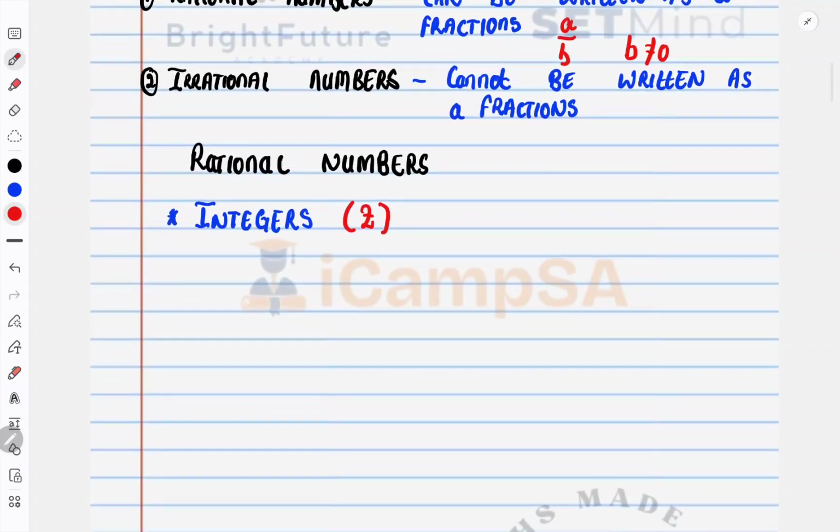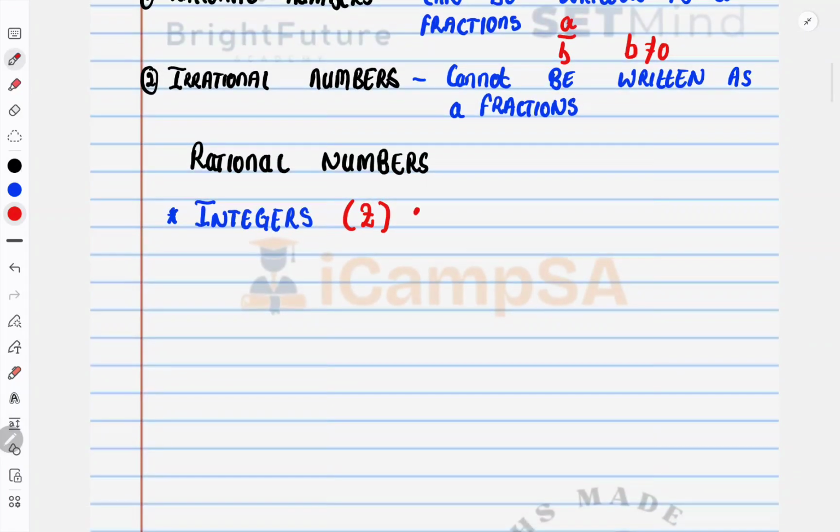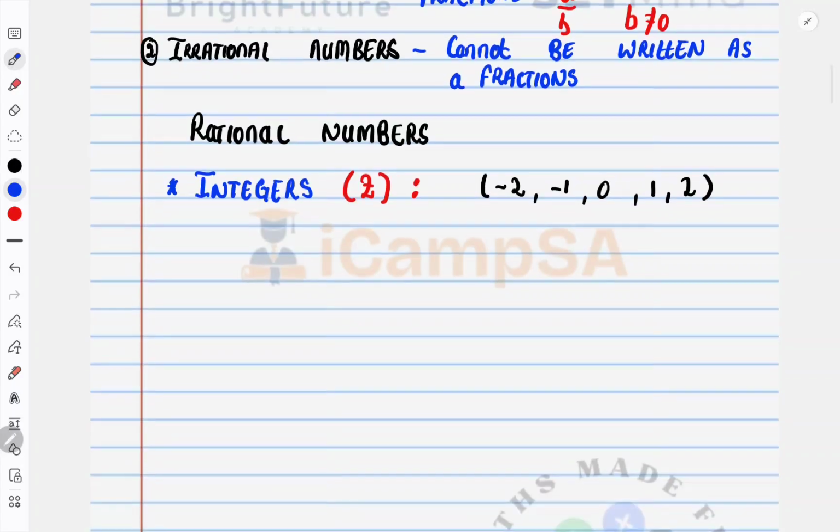With integers, the sets of numbers that are included are from the negative to the positive, including 0. We have negative 2, negative 1, 0, 1, and 2. All the numbers from the negative to the positive, including 0. Those are your integers.